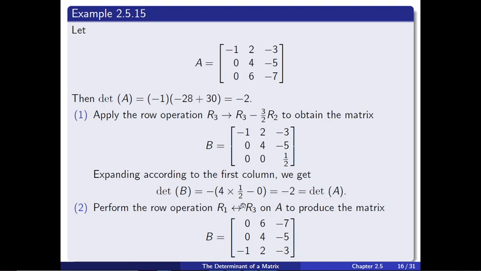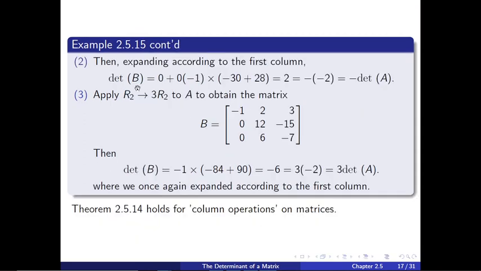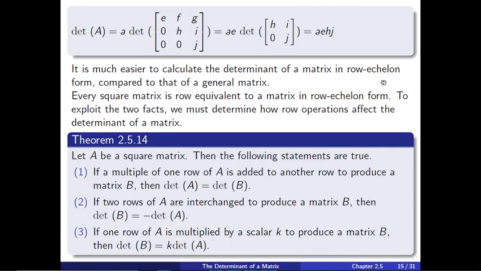Now let's do a row interchange. So that is the second example here. And so if we do a row interchange, and we calculate the determinant of B, and by expanding according to the first column, we see that the determinant of B is equal to 2, which is equal to -2, which is minus the determinant of A, which is what we were told in the theorem.